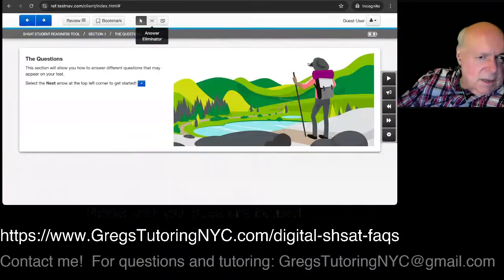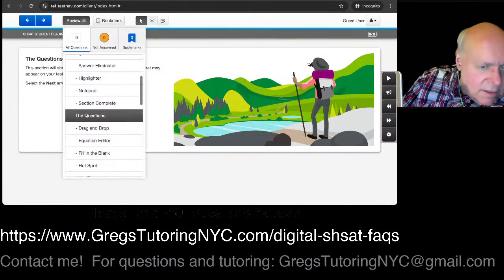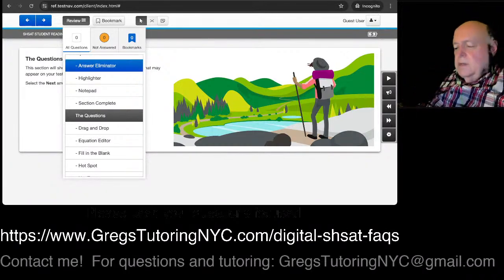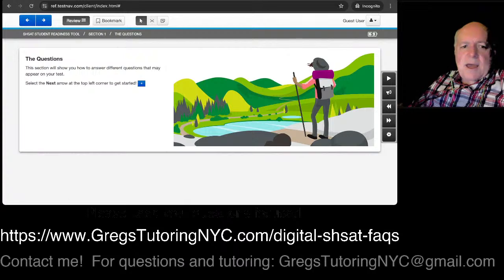All right, so we're going to be exploring the question types. Now the questions are here. The DOE is saying that there's going to be some additional question types for 2025, and there may be even more of them on the 2026 example.